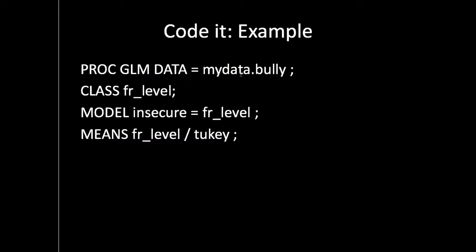Here's an example. PROC GLM, data equals mydata.boolean, class, fr underscore level. That was what our independent variable was. Model insecure, our dependent, equals fr level. Means fr level slash Tukey. The Tukey test compares each of the means with each other. So it does pairs, 1 to 2, 2 to 3, 1 to 3. And that's a pretty common thing that people would want.